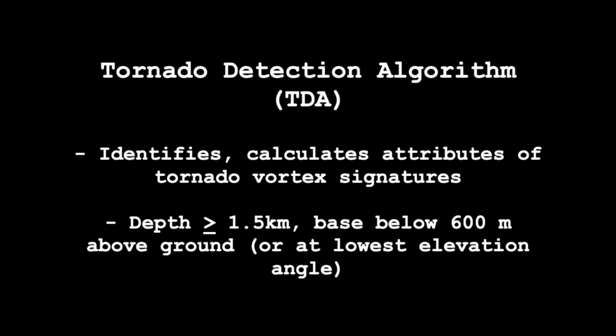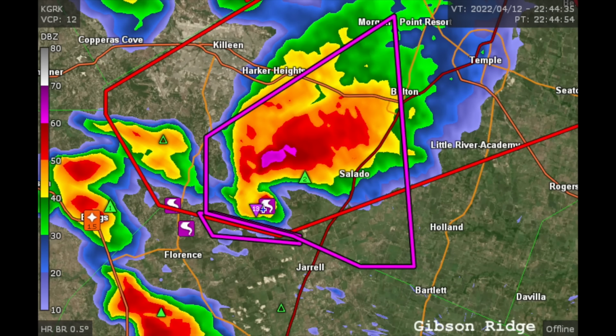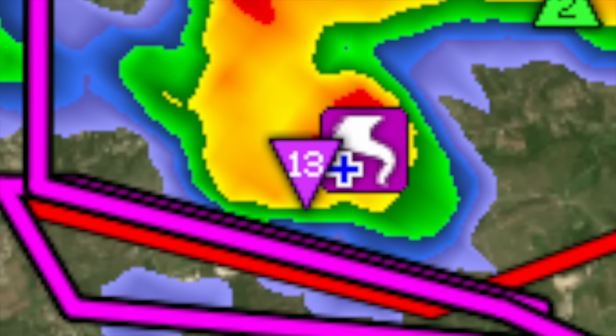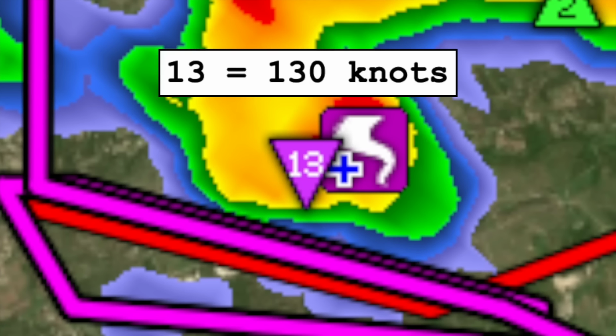Elevated tornado vortex signatures represent tight rotation aloft that can eventually develop into tornadoes. In most radar programs, a color-filled, downward-pointing triangle is used to represent tornado vortex signatures identified by the TDA. A hollow downward-pointing triangle is used for elevated tornado vortex signatures. Gibson Ridge software also provides a number within the triangle that represents tens of knots of radar-estimated delta V, so in this example, the 13 inside the triangle would mean a 130 knot delta V.